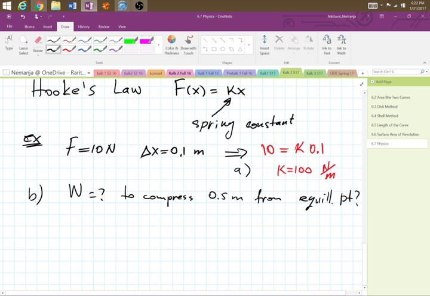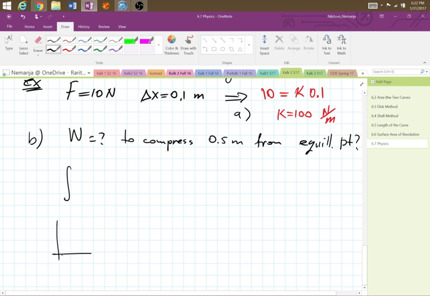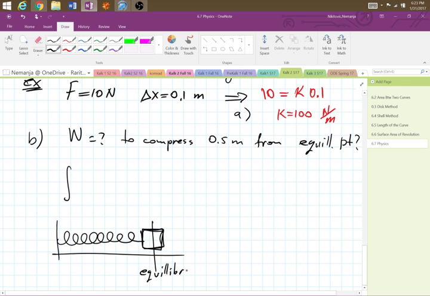Well, I know the integral from 0.5 meters, right? So I have to go, so it's a point of reference now. I'm going to draw this. I'm going to say that this over here is the equilibrium. So that's the equilibrium point, that's where the big fat zero goes.